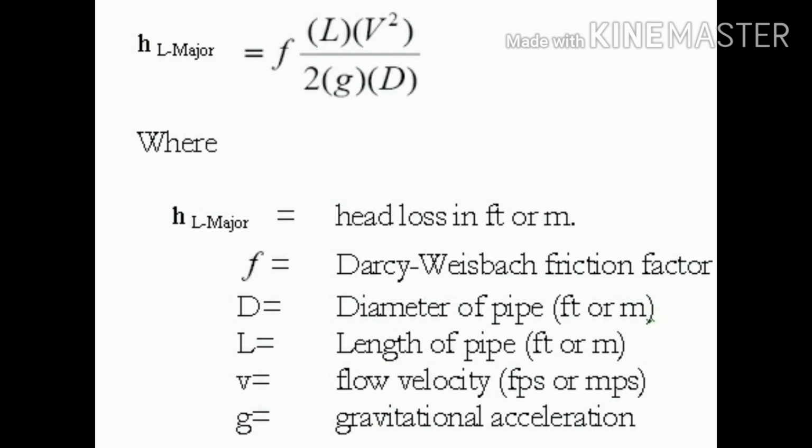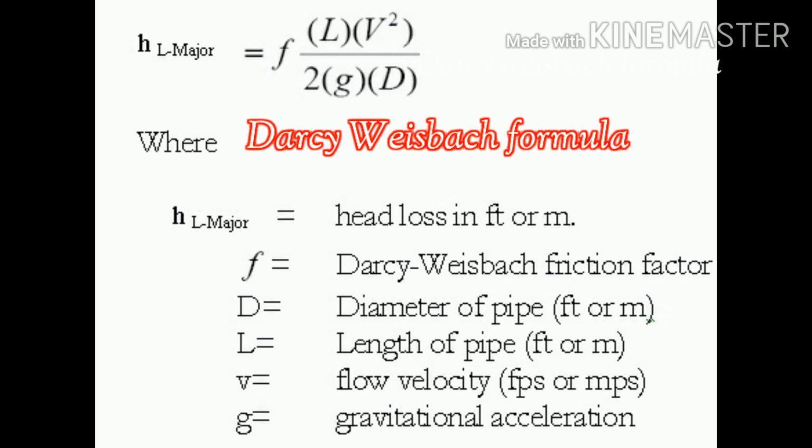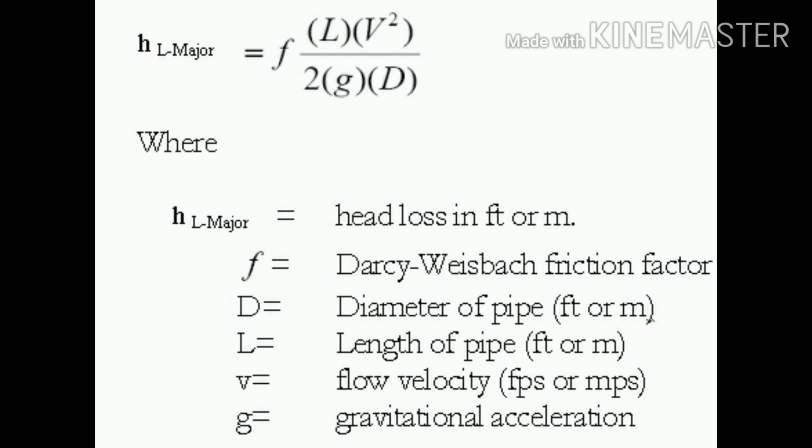In our syllabus we only have to look at the Darcy-Weisbach formula, and there is no derivation for the Darcy-Weisbach formula. You have to directly use the formula. In the Darcy-Weisbach formula, you will see HF is used for the loss of head due to friction, and we will use the symbol HL to calculate the minor losses, or we will use any symbol.